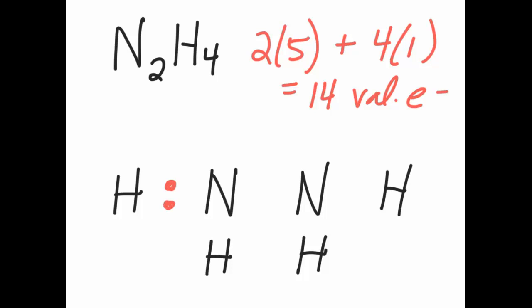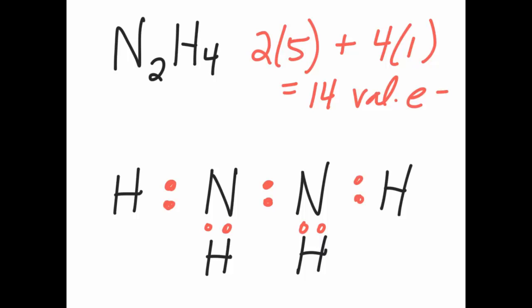2 between these 2 atoms to create a single covalent bond. They're sharing those 2. 2, 2, 2, and 2. Count them up. 2, 4, 6, 8, 10. Well, it seems like we're missing 4 valence electrons. Where else could they go?